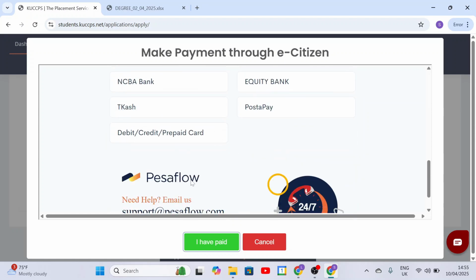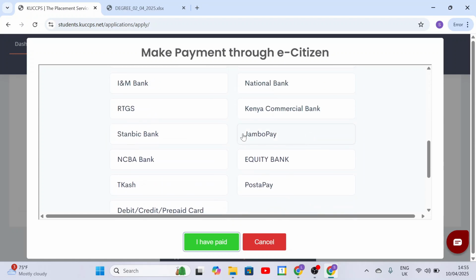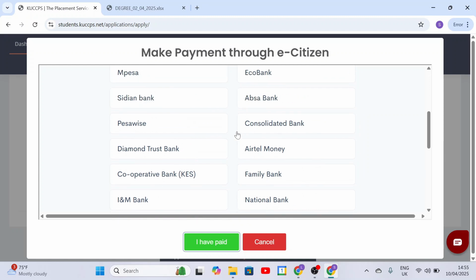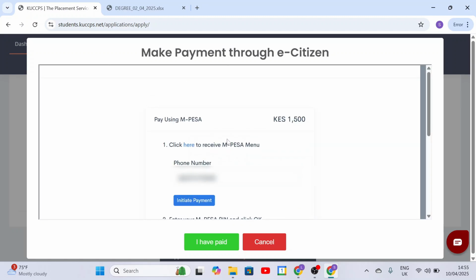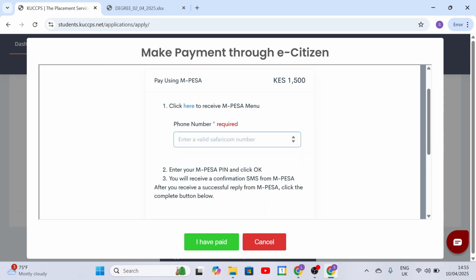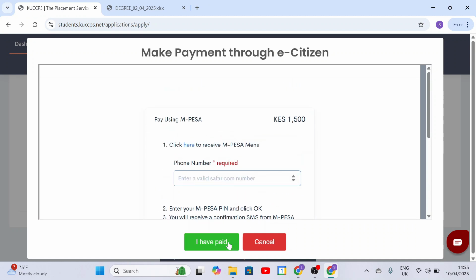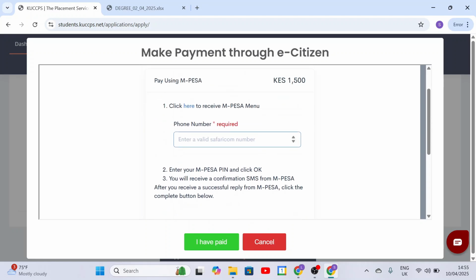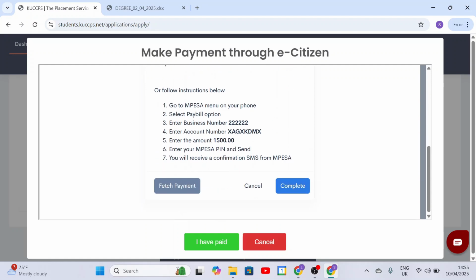So if I am to use Equity, or if I'm to use M-Pesa, I think there is M-Pesa somewhere. Yes. If I'm to use M-Pesa, it will show me the number that I need to put, and then from there I will just put in the number, then I will put in the M-Pesa PIN, and then a confirmation, and so forth. Then everything else we move on as proceeded.